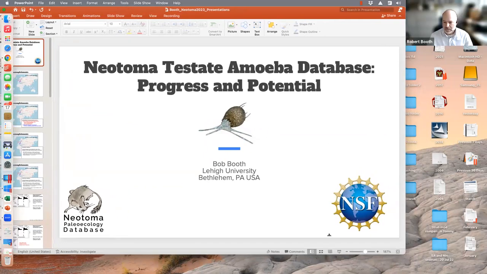Okay. So I'm going to talk a little bit about the Neotoma Testate Amoeba Database, what we've been up to. I'm going to assume that everybody knows what a testate amoeba is. So we're talking about a subgroup of amoeba that form a morphologically distinct shell.